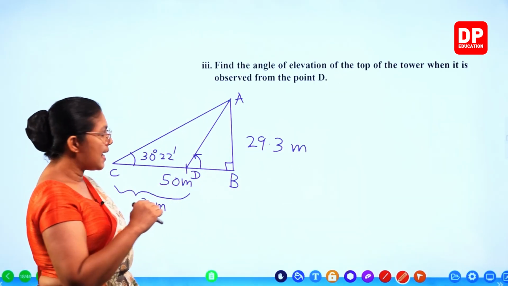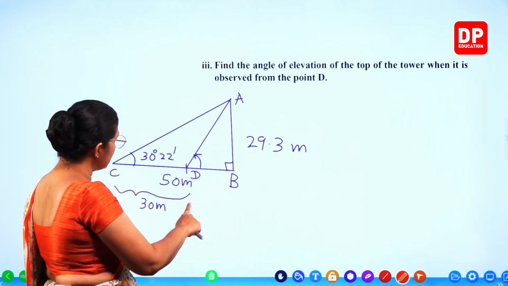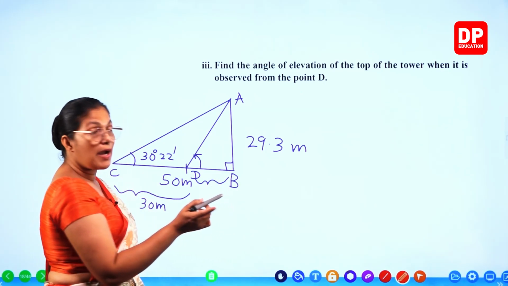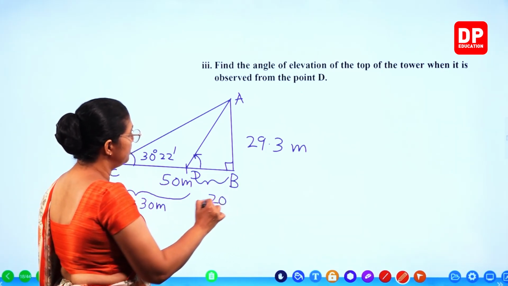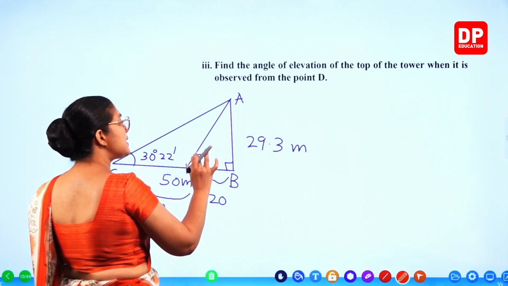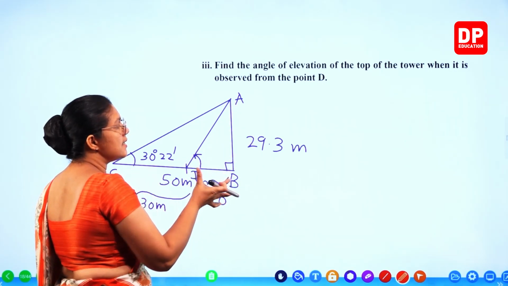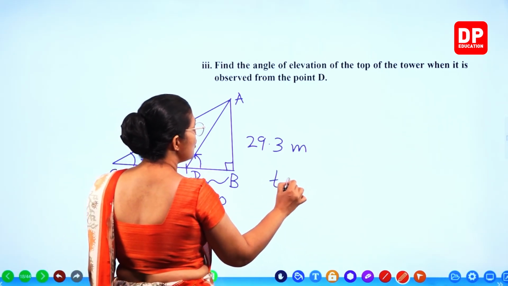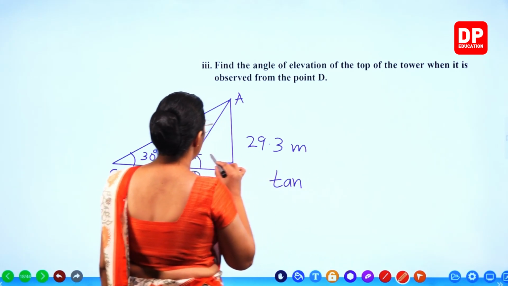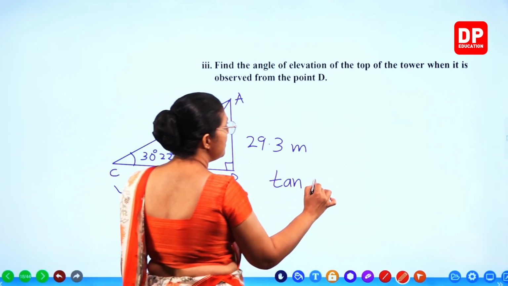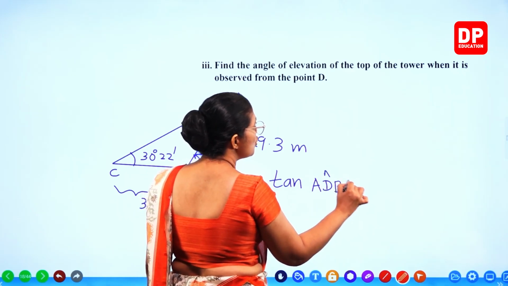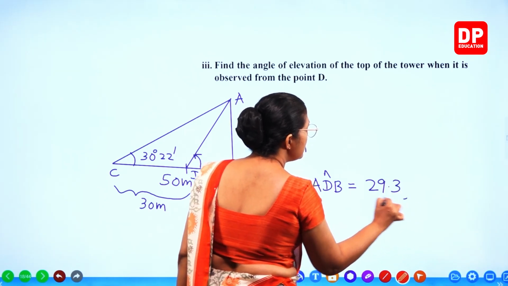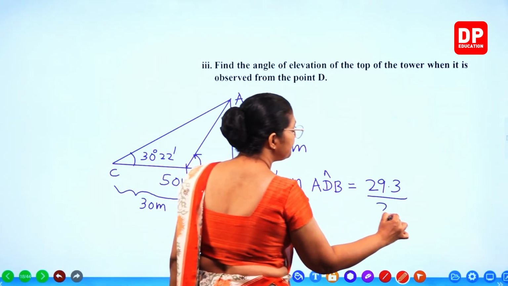So how you find out this angle? We know the full length is 50 and this is 30. So what is this length? 50 minus 30, that's 20. So again, to this angle, this is opposite and this is adjacent. So what is the suitable trig ratio? Again, tangent. Tan of this angle ADB should be equal to, opposite is AB, that's 29.3 divided by 20 now.